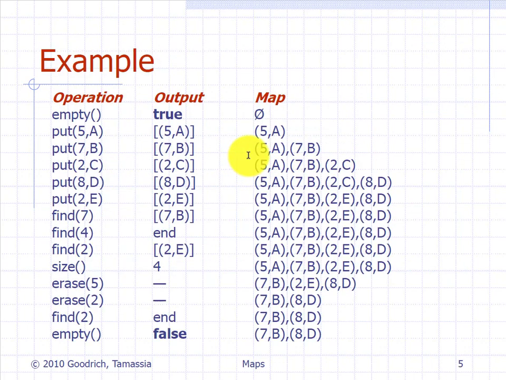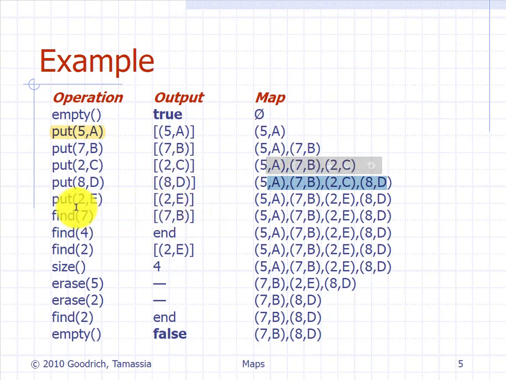Right, here's an example of a map. So looking at this example, this first command is checking if the map is empty, and we return true because the map is indeed empty. Then we put 5a. Okay, so you output 5a, and you put 5a into the map. So this is the map on this side. And you put 7b. All right, and your map will now have 5a and 7b. Then you put another thing in, 2c, put another thing in, 8d. And this is what the map now looks like.